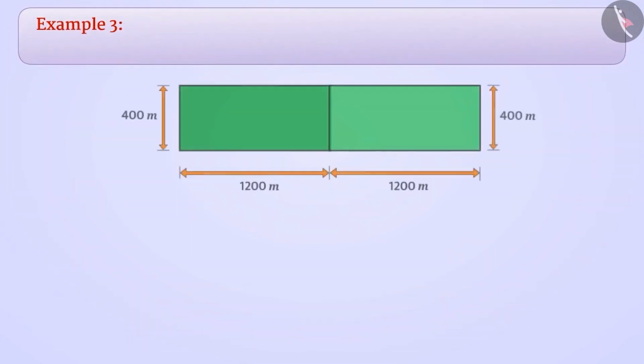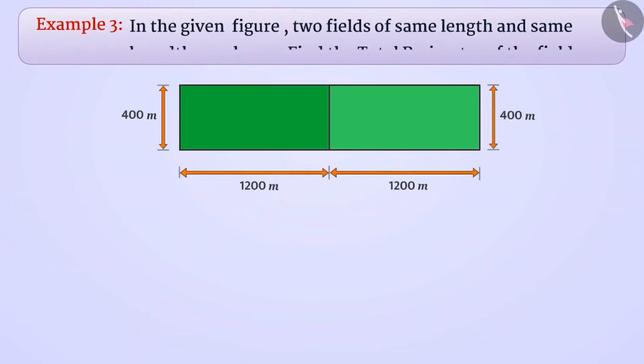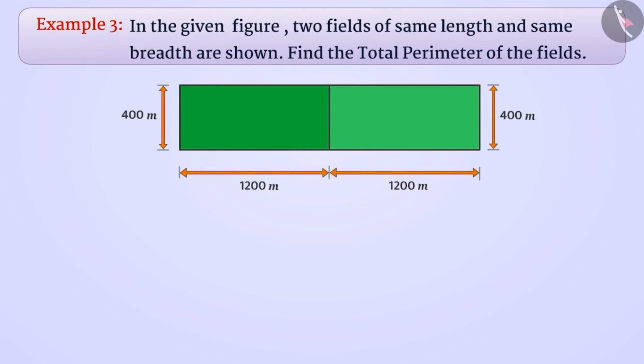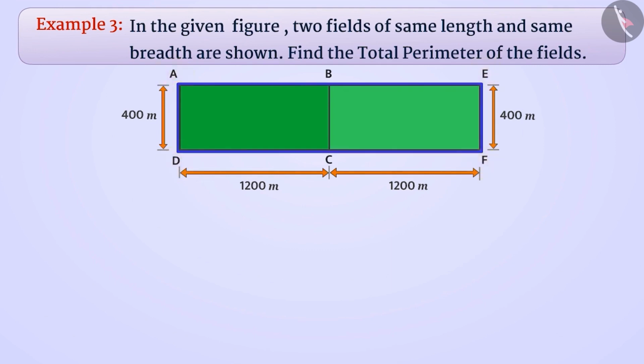Next example. In the given figure, two fields of the same length and same breadth are shown. Find the total perimeter of the fields. In this question, we have to find the total perimeter of the two rectangular fields. We see that the length of both the fields is 1200 meter and the breadth is 400 meter. Let's name these rectangles. This is the rectangle ABCD and this is the rectangle BEFC. By joining these two rectangles, we obtain a larger rectangle AEFD. We have to find the perimeter of this rectangle.